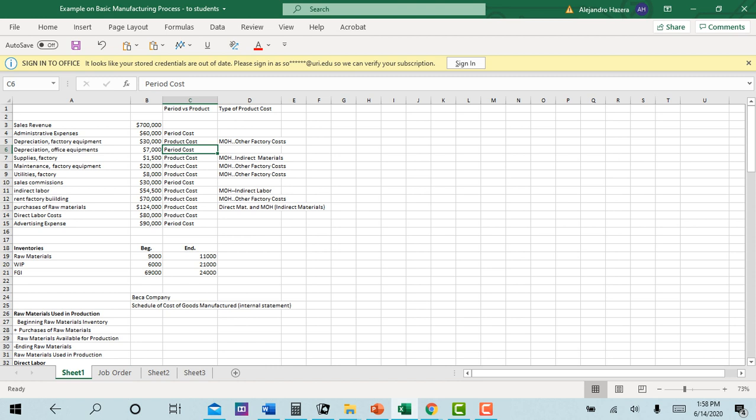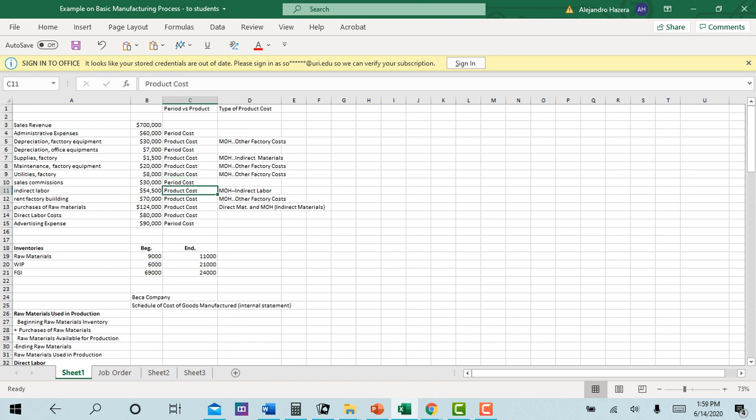Depreciation of office equipment does not take place in the factory. It's a period cost. Supplies in the factory are manufacturing overhead; I would say they're indirect materials. Remember that manufacturing overhead includes indirect materials, indirect labor, and all other factory costs. Maintenance on the factory is another factory cost. Utilities on the factory are another factory cost, so manufacturing overhead. Sales commissions are period costs. Now, you may say they have to do with the product, but sales commissions only take place after the product is finished. So they're a period cost. They're a marketing cost, an advertising type cost.